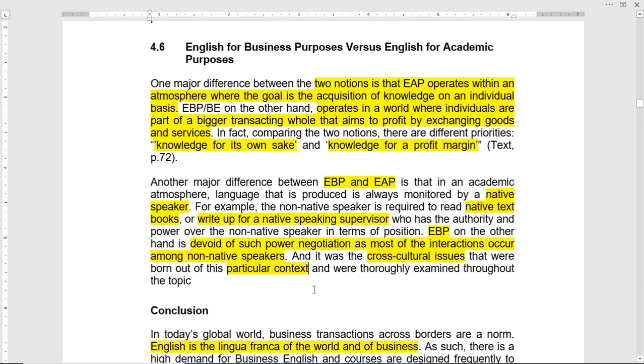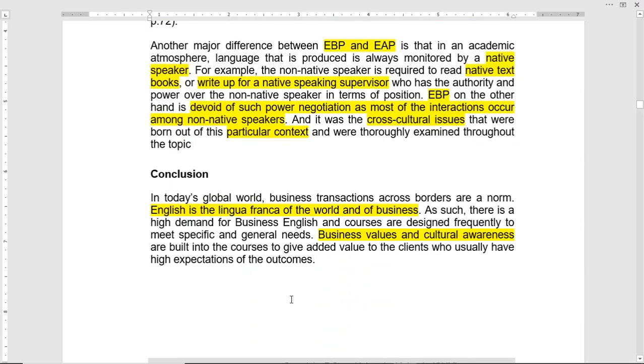So, for example, if a British person speaks to us, we may find it difficult to understand the accent, and the British person may find it difficult to understand our own accent. So, how we are going to learn business English in different aspects such as speaking and listening. For the business world, English is the lingua franca, international universal language. And on the other hand, business values and cultural awareness should also be built into the courses.